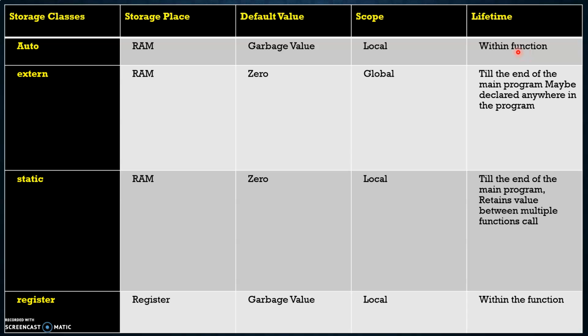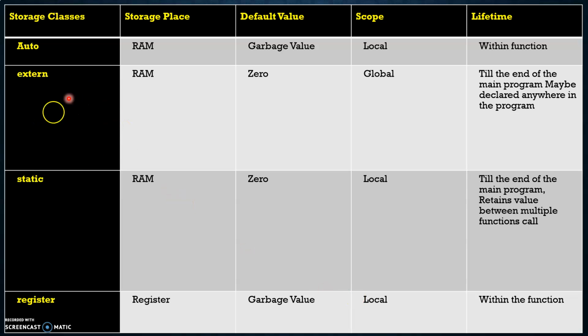Now automatic and register are more or less the same. The only difference is that automatic variables are stored inside the RAM, whereas a register variable is stored inside the register. But both of them take a garbage value by default. Their scope is local, and the lifetime is present within the function.